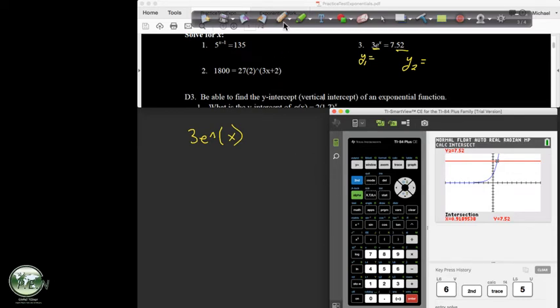Okay? And again, for the answer, all you got to do is x equals 0.919 would be the best answer for that one, rounded to 3 decimal places.